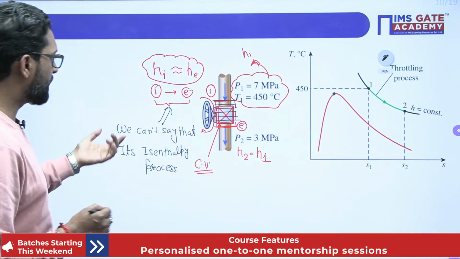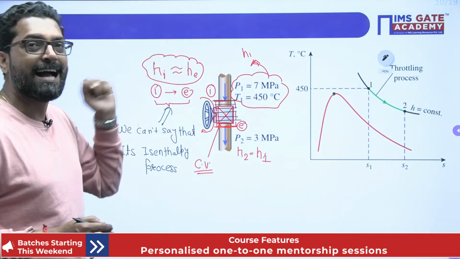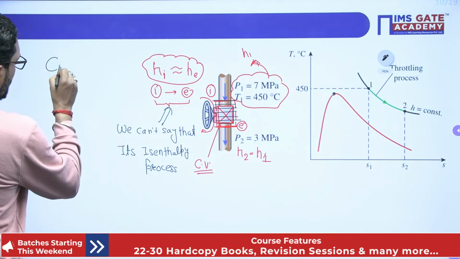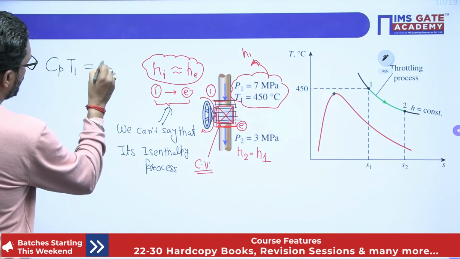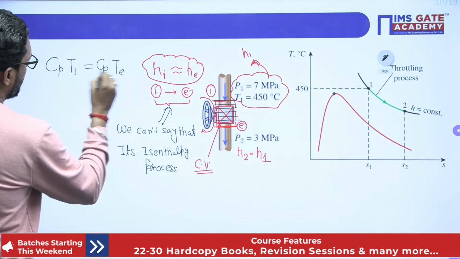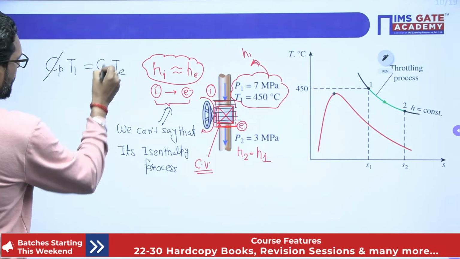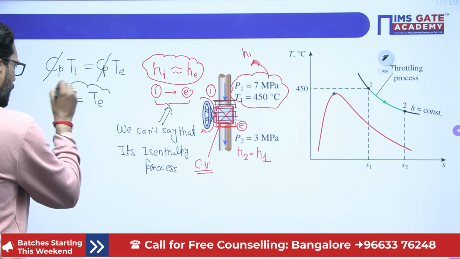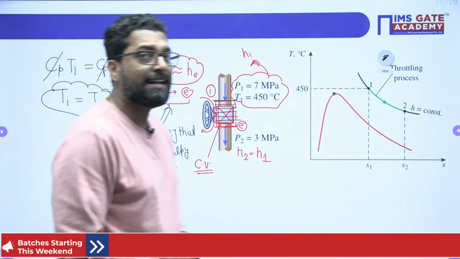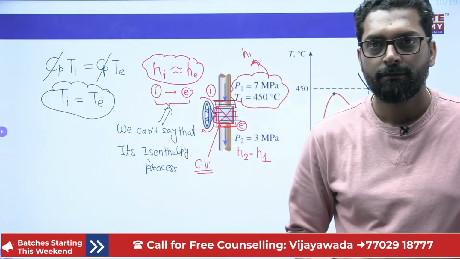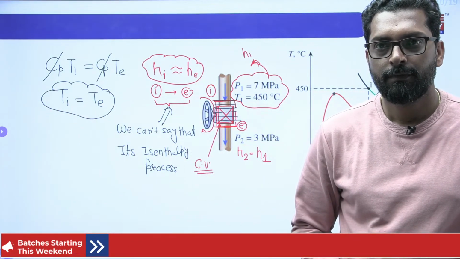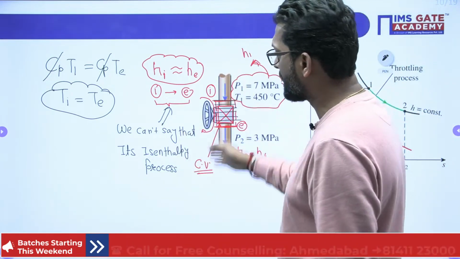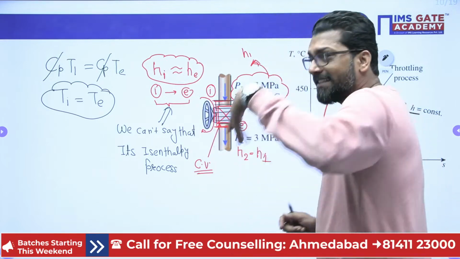See my dear, what is the meaning of that? If there is an ideal gas, we can take that Cp Ti is equal to Cp Te. So Cp will cancel, so Ti is equal to T exit. That means you cannot say that if there is an ideal gas, the process is an isothermal process. During the process, the temperature may change.